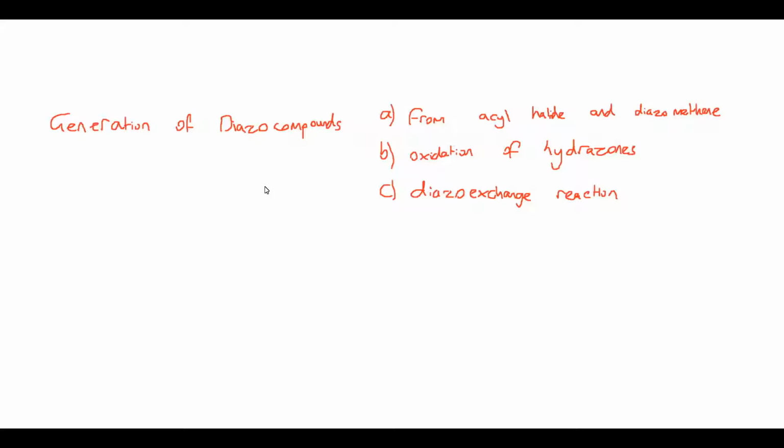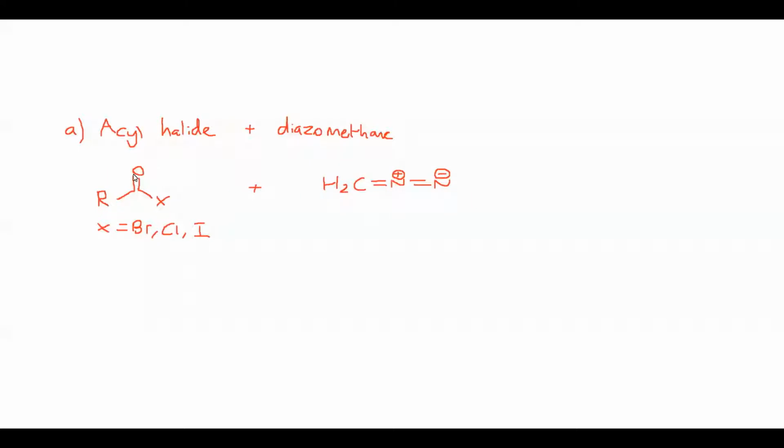So in this video, we're going to look at the generation of these diazo compounds. We're going to look at making them from acyl halides and diazomethane, oxidation of hydrazones, or the diazo exchange reaction. So first we have our reaction of acyl halide reacting with diazomethane.